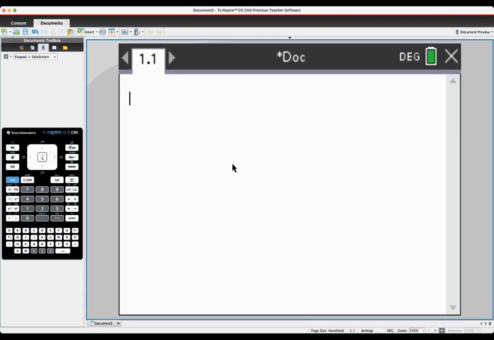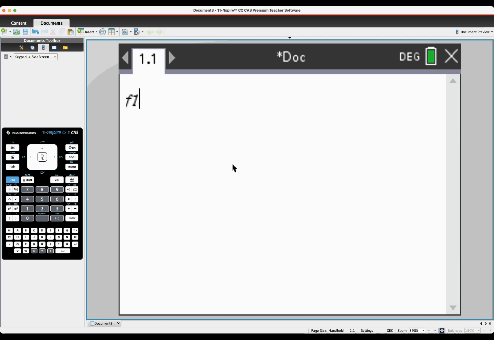Here's how you find a tangent line or a normal line from a graph using your graphics display calculator. First of all, we're going to set up the problem, and let's just say we've got the equation or the rule f of x equals x plus 1 on 2x.